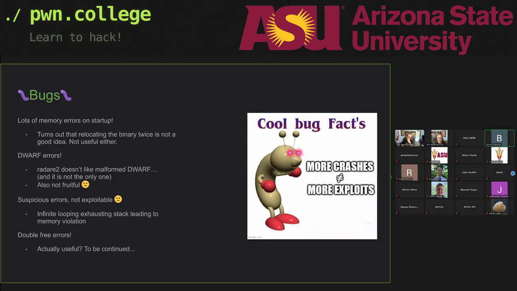So it wasn't something that we could exploit and get in there in the middle between the free and the use after free. Another big thing, we had a lot of dwarf errors because readelf2 doesn't like to work with malformed dwarfs. And something that is interesting is that it's not the only one, but we'll get to that soon. And then we also got a lot of suspicious errors like infinite looping exhausting stack. While this could maybe have been fruitful, we weren't able to find a way to exploit it and just ended up using a dirty patch to get past it. And then lastly, we had a few double free errors that with more time and experience in static analysis, we may have been able to exploit, but nothing came of it in the time that we went at them.